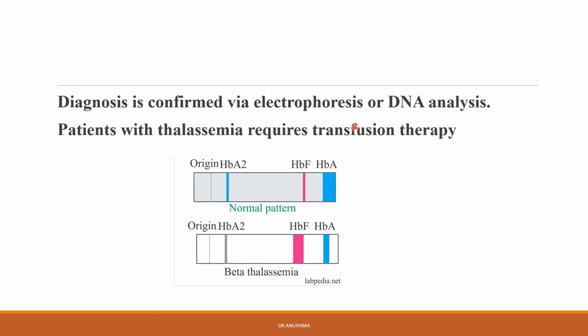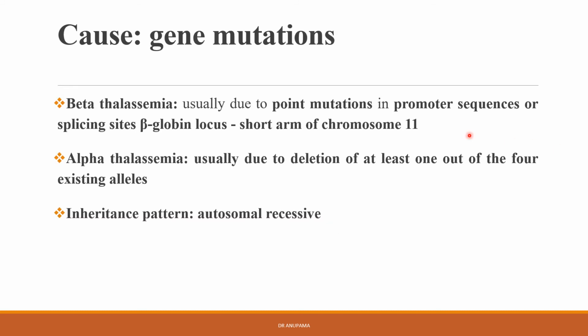Diagnosis is confirmed via electrophoresis or DNA analysis, and patients with thalassemia require transfusion therapy. It is caused by a gene mutation. In beta thalassemia, usually this is due to a point mutation in the promoter sequence or splicing sites of the beta gene locus, located in the short arm of chromosome 11. Alpha thalassemia usually is due to deletion of at least 1 out of the 4 existing alleles. The inheritance pattern is autosomal recessive.